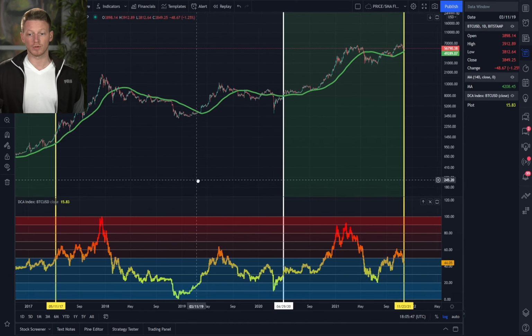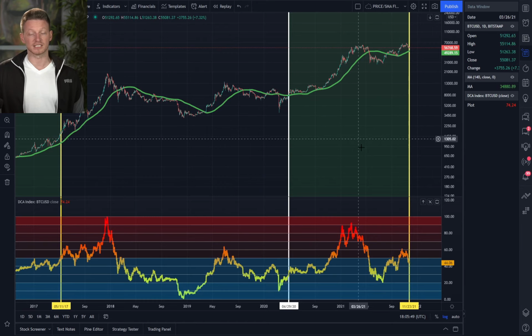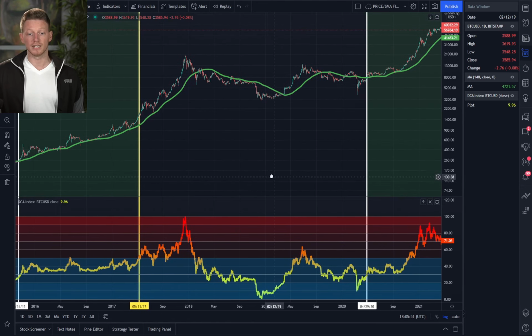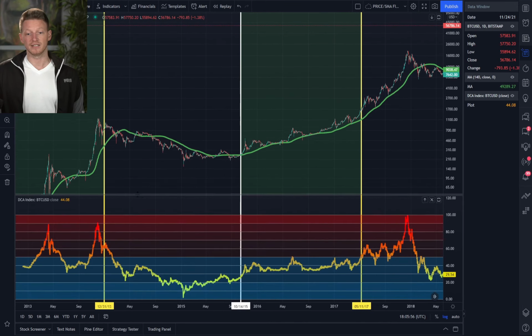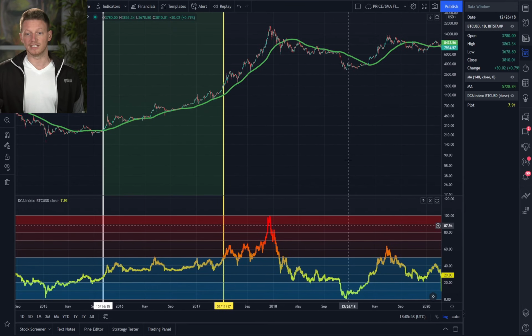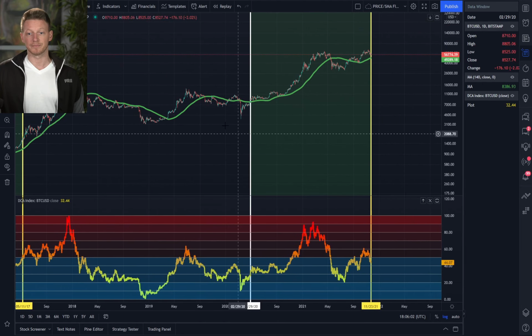I can show you for Bitcoin quickly. It's identified the market cycle top in 2021, 2017, and 2013. Okay. So when it gets down to these lower levels, these tend to be the market cycle troughs. All right. So the best times to buy are down here. The best times to be selling are up here.